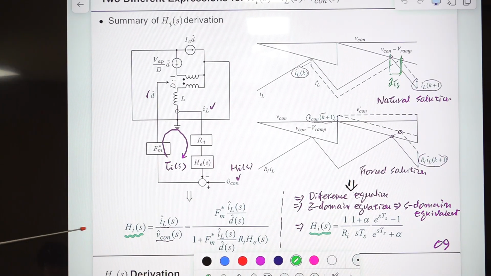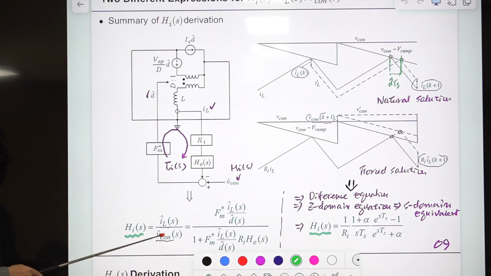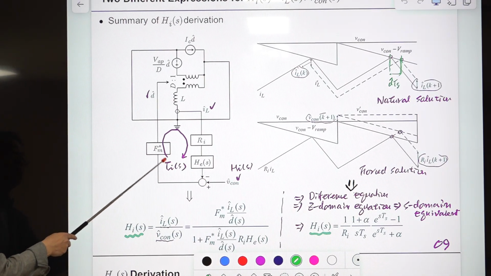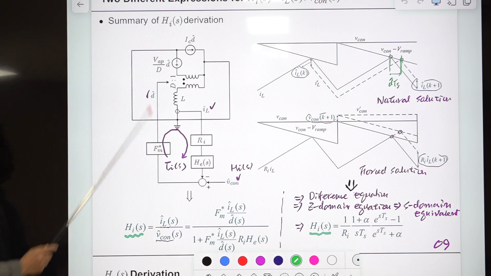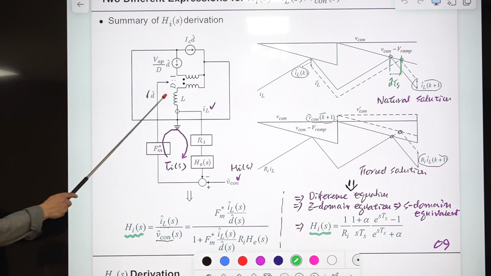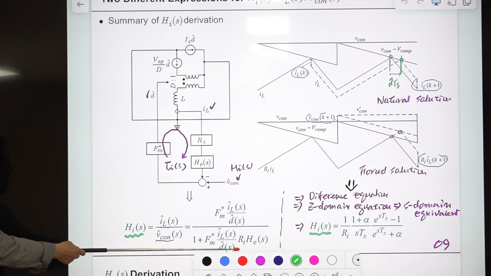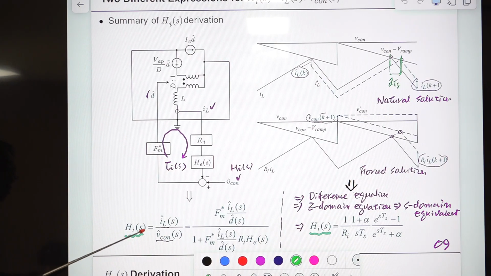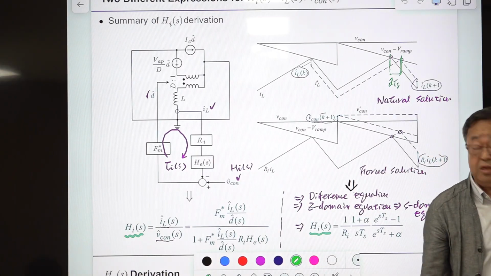So this HIS is the transfer function from this control voltage to inductor current. Then we have this forward path, which is this times this duty ratio to inductor current transfer function, divided by 1 plus this current loop. Okay, so this one. This is the one equation. This is the first HIS expression. Okay, which is extremely simple. You can immediately write it from this block diagram representation of the small signal model, right?